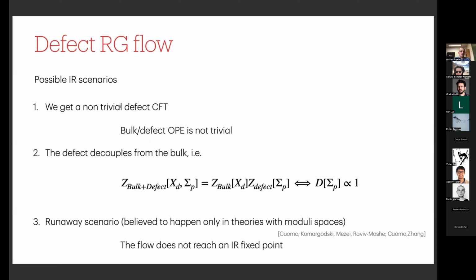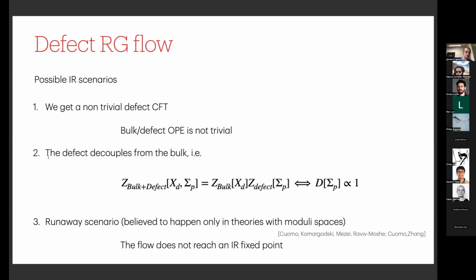And what I mean with non-trivial is that when I take a bulk operator, I can always do an OPE on the locus of the defect, at least when we have conformal invariance. And then non-trivial is when this OPE is non-trivial, in the sense that it's not just a Taylor expansion of the operator on the locus of the defect.